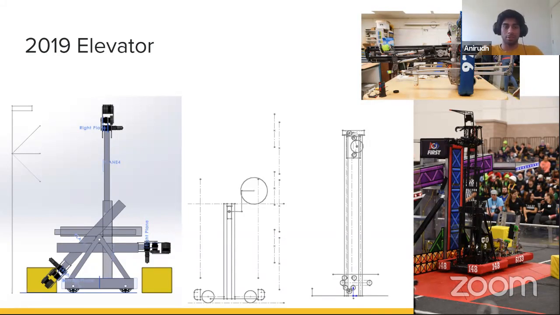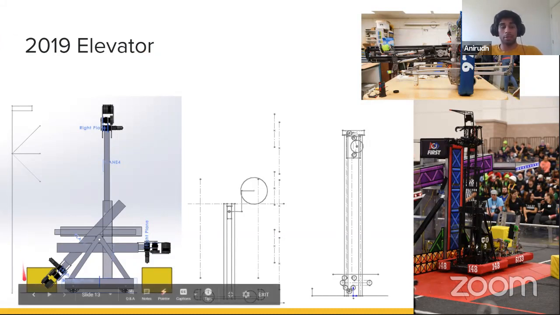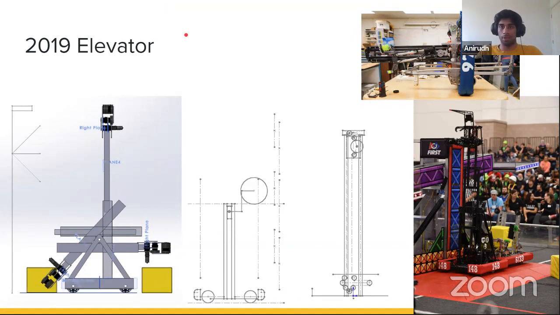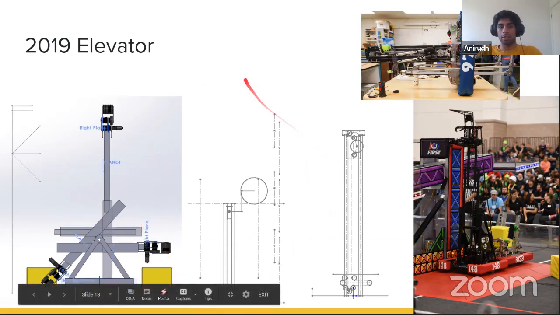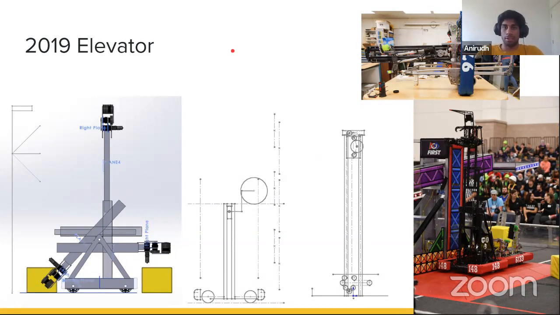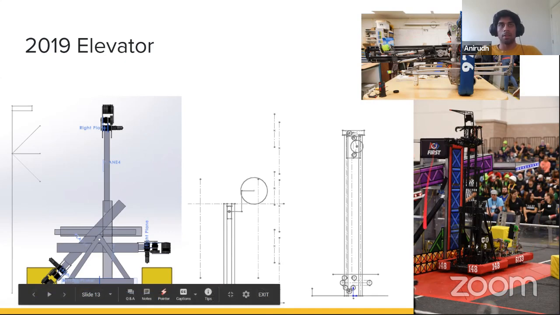At the bottom left, you can see one idea was a differential elevator. This isn't actually our Crayola CAD for an elevator. This is 3847's, but this is just a picture of a differential elevator. And then in the center, you can see the Crayola CAD for just a simple continuous sideways elevator, which is eventually what we used. And at the bottom right, you can see a tubular elevator that 148 had in 2018.